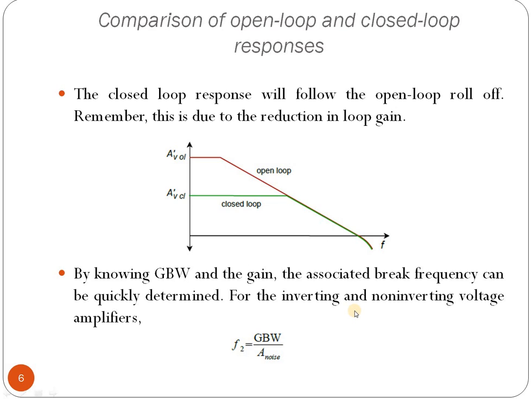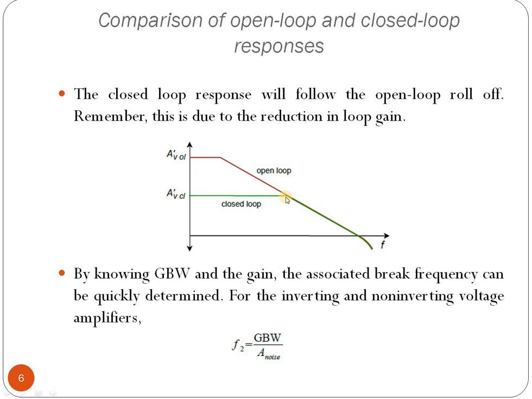Comparison of open loop and closed loop responses. This is the diagram. The red one is for open loop, and the green one is for closed loop. This is the response, and you see the closed loop response at one point touches the open loop. The closed loop gain is in a middle position, but at that point it will start to follow the open loop.